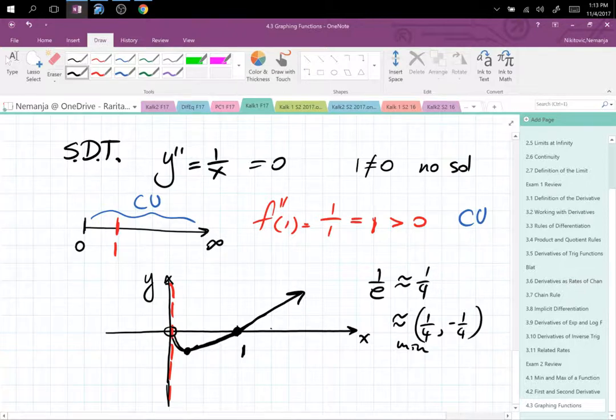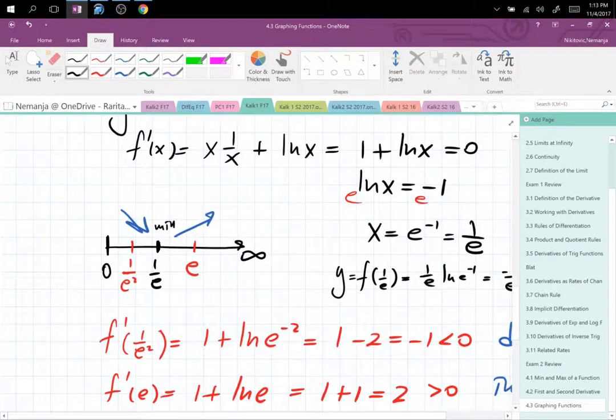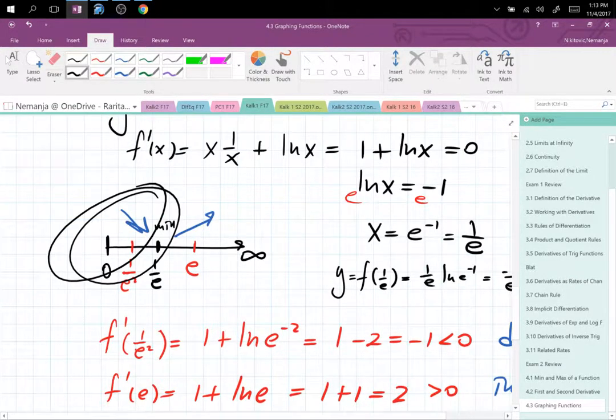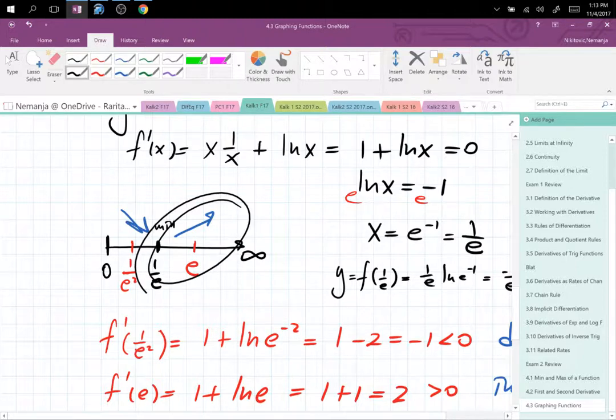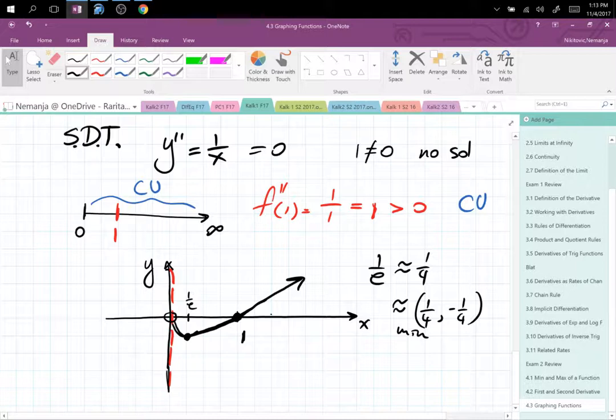This is the only way you can put the graph together from the information: to be decreasing up to 1 over e, because we need a decrease up to 1 over e to have the increase forever after 1 over e. There is the increase forever after 1 over e, to have a minimum at 1 over e, negative 1 over e. So when you put all of these things together, right?